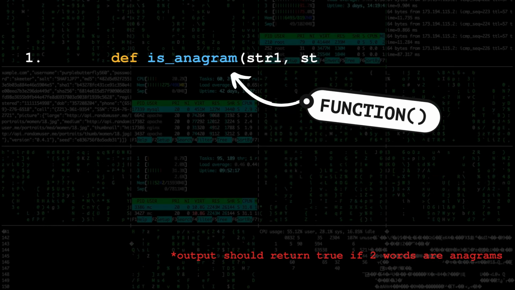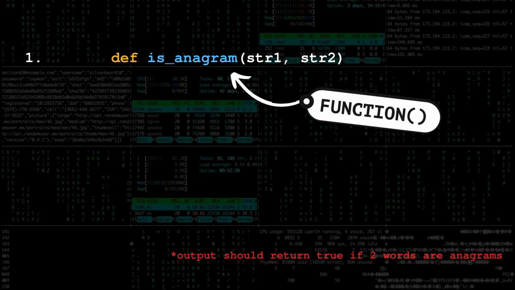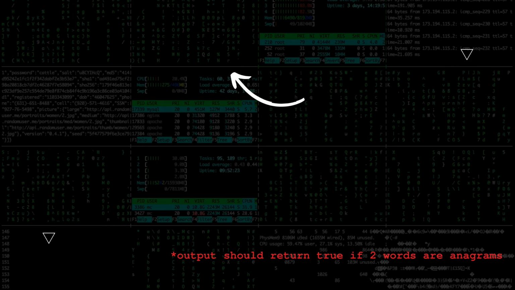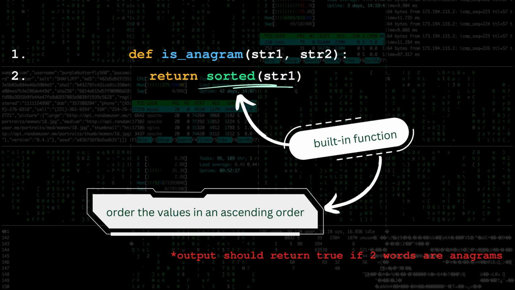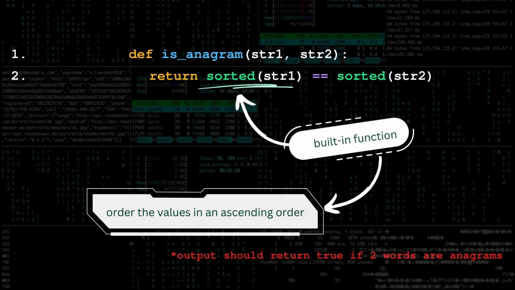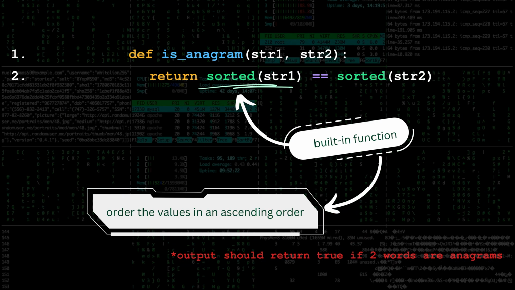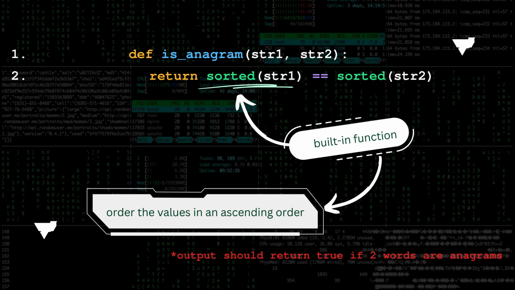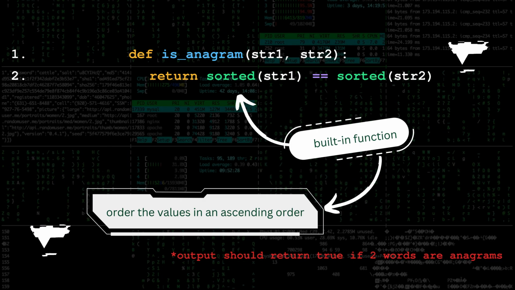Let's start by defining a Python function called isAnagram that takes two strings as input and checks if they are anagrams. The isAnagram function first converts the input strings into sorted lists of characters using the sorted function. This step is crucial as it ensures that even if the letters are in different orders, they will be considered equal if they are anagrams.